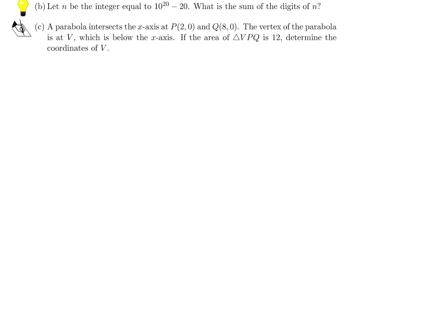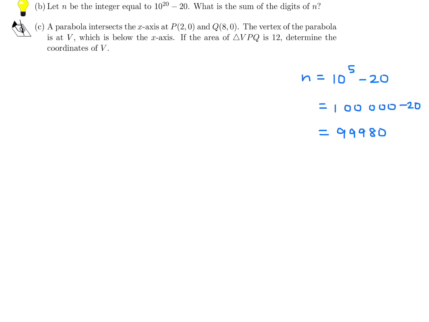Let n be the integer equal to 10 to the power of 20 minus 20. What is the sum of the digits of n? Well, let's start off with something small to illustrate it. Let's say instead of the big number, n is 10 to the power of 5 minus 20. A little bit easier. So that's going to be 1 followed by 5 zeros, 1, 2, 3, 4, 5, then minus 20. And this is 99980.